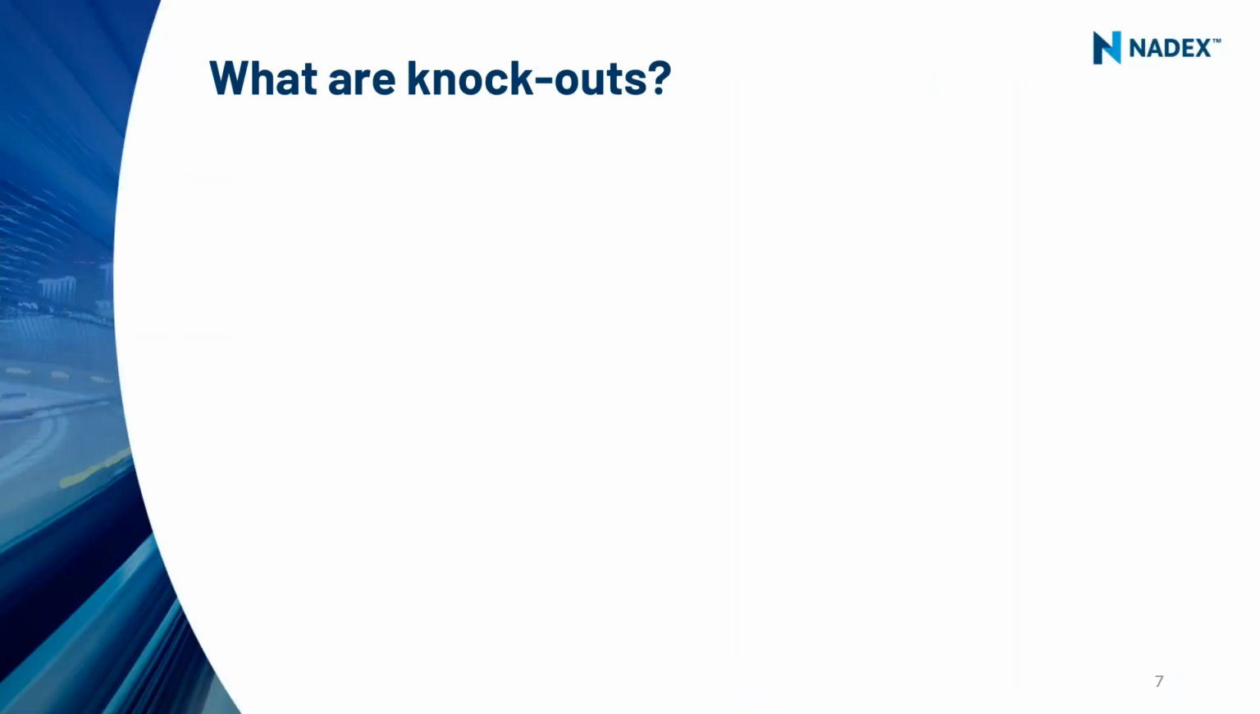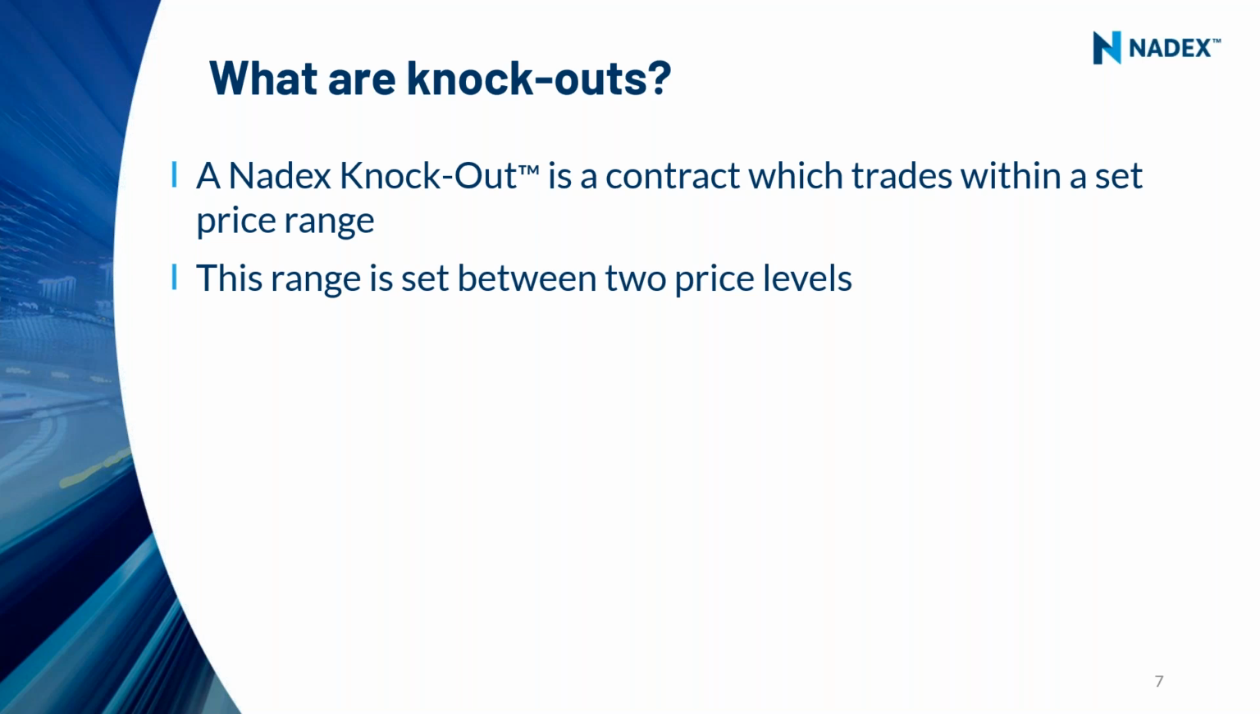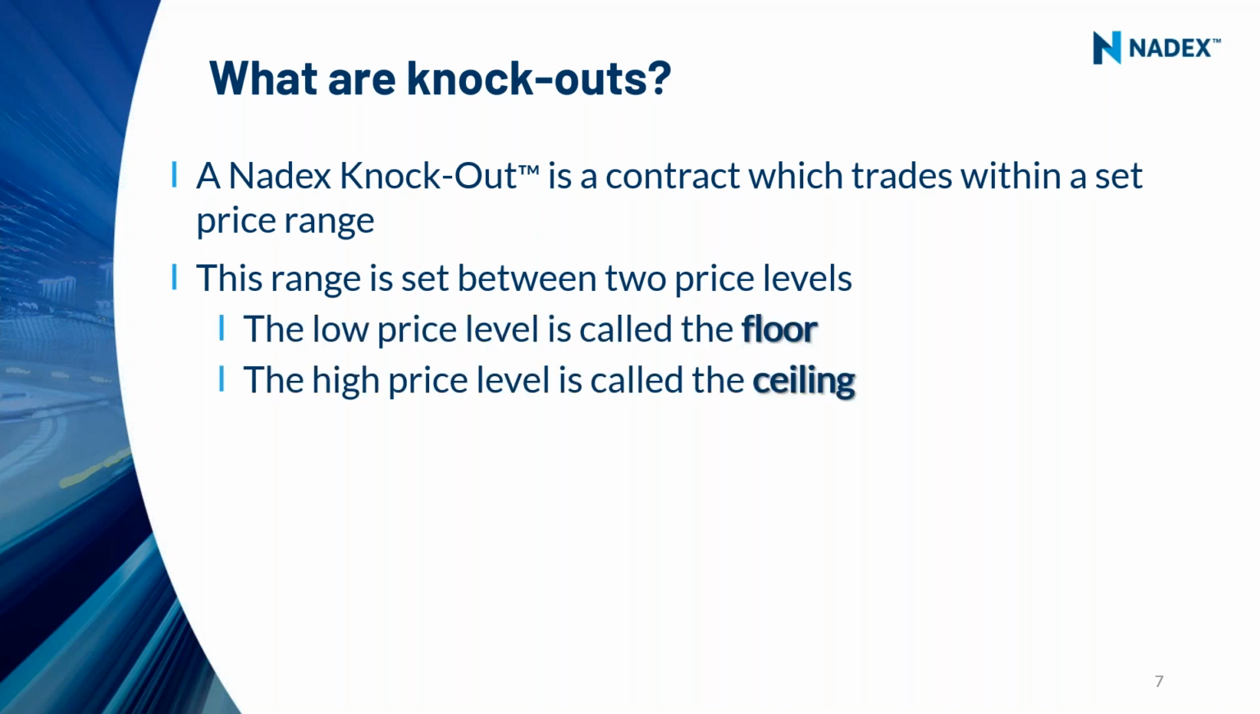Now, what are knockouts? Let's get into defining these and get through what we want to get through today. First of all, a knockout is a contract. All of our products are contracts. But a Nadex knockout is a contract that trades within a set range. And there are two prices on a knockout. Whenever you're looking at a knockout, it's going to have two prices on it, and it's going to give you a range. It's going to give you a low price level, which we'll call the floor, and a higher price level, which is the ceiling.